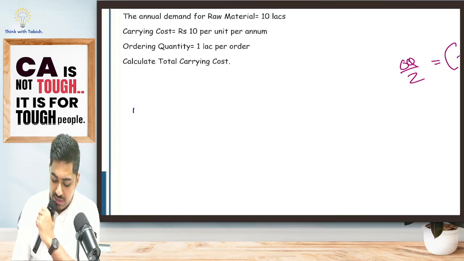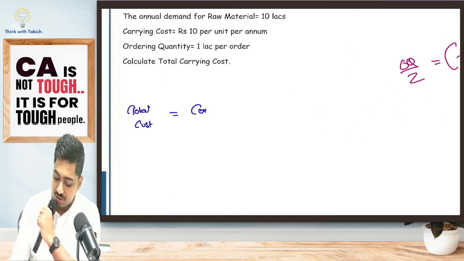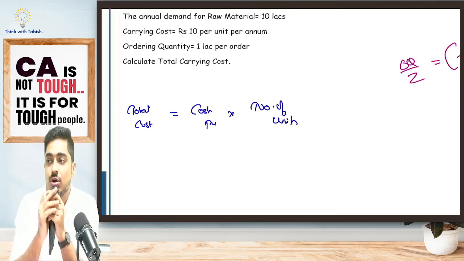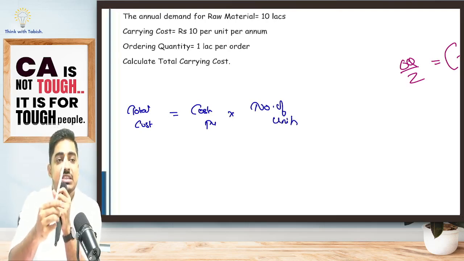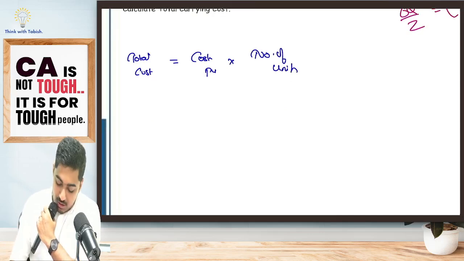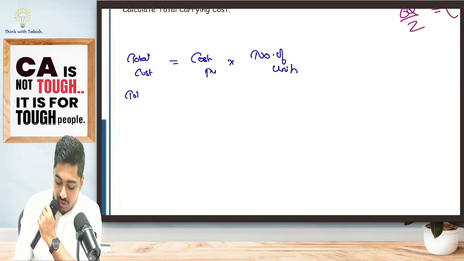Now, normally, how do I calculate my total cost? Normally, I will tell it is cost per unit into number of units. That is my simple development of my formula. Yes or no? 1 pen is 10 rupees. I purchased 5 pens. How much? 10 rupees per pen into 5 pens, 50. Simple. Yes or no, everyone? Perfect. On the same lines, I want my total carrying cost as well.